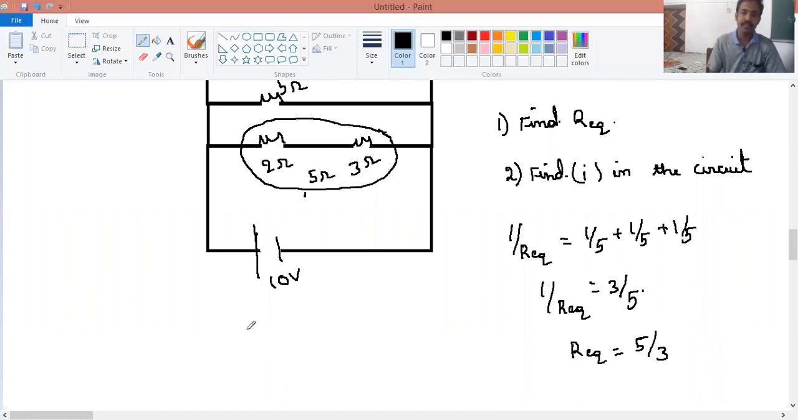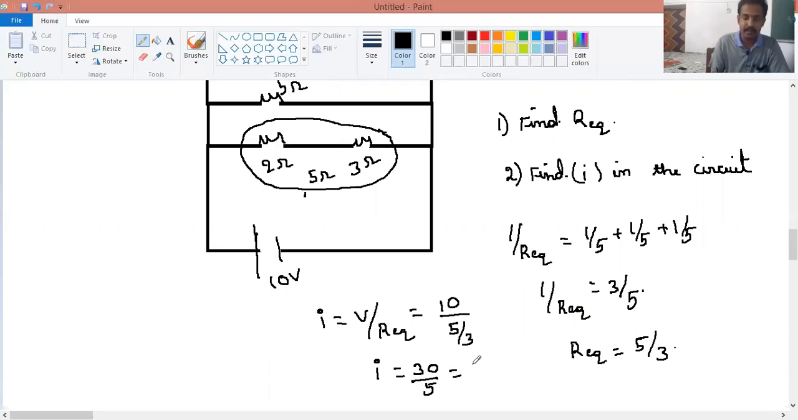So what is the current flowing in the circuit? Current I is equal to V by R equivalent. V is 10 volt, divided by R equivalent, which is 5 by 3. So it is going to be 30 by 5, which is 6 amperes of current. 6 amperes of current is flowing in the circuit.